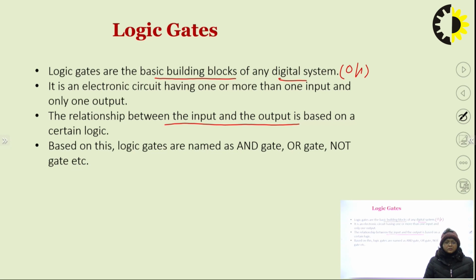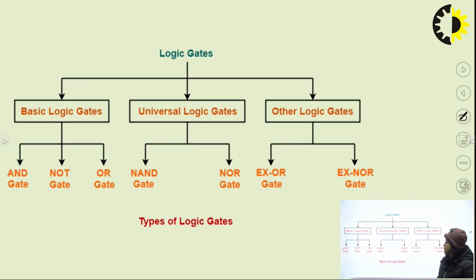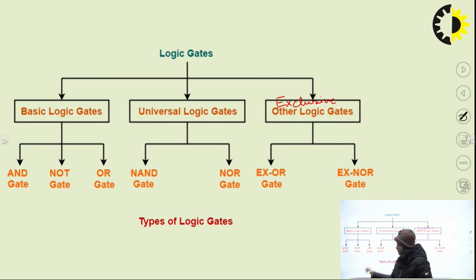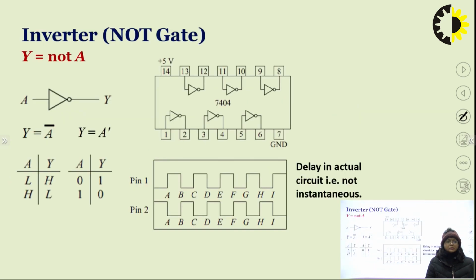The logic gates are broadly classified into three types: basic logic gates, universal logic gates, and exclusive logic gates. Basic logic gates are of three types: AND gate, OR gate, and NOT gate. Universal logic gates are of two types: NAND gate and NOR gate. And exclusive gates are of two types: XOR and XNOR. So, overall, there are a total of 7 types of logic gates.